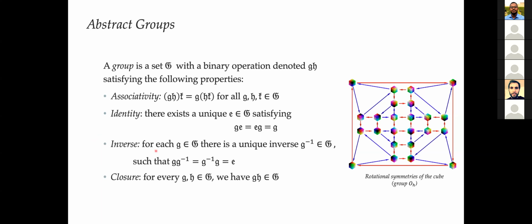And inverses, meaning that for every element G, there exists a unique inverse which satisfies the equation for an inverse. And closure. So for every pair G and H in our group, the composition or the group product applied to these two elements is also an element of the group. So this is essentially an abstraction of the set of all symmetries of any given object.